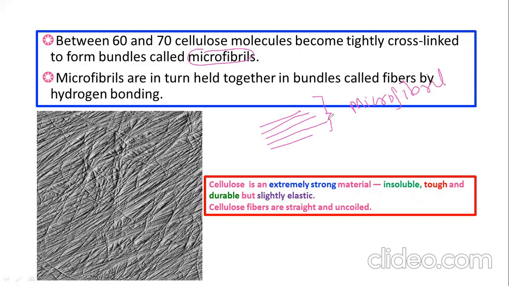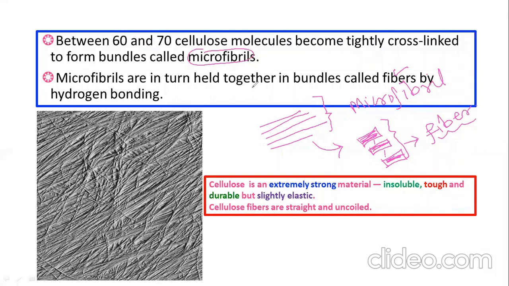Am I clear? Now, microfibrils are held together in bundles called fibrils. This is one microfibril. Like such, several microfibrils will come together. This is another microfibril, right? And so several microfibrils will again come together with each other through hydrogen bonds, and that will form what? Fiber. Am I clear? So that will form fiber, right?